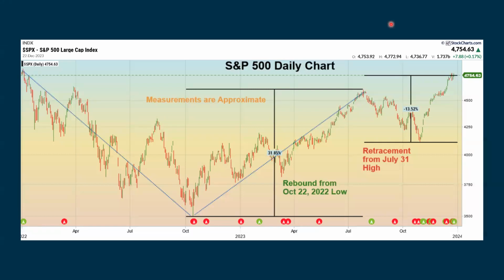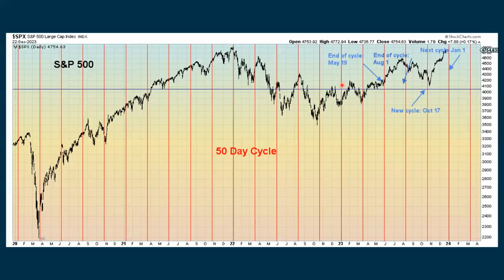Then these are some measurements that we just try to keep an idea of where we're at on a percentage basis. We have the all-time high over on the left, which you can't see anymore, and then the low that we set back in October of 2022, and then the bounce up from there. And then when we topped out on July 31st of 2023, the market started to run into some trouble, and now we've been bouncing back up, and we're getting really close to coming back to that all-time high again. And then we look at a 50-day cycle, and I don't know if this is helpful or not.